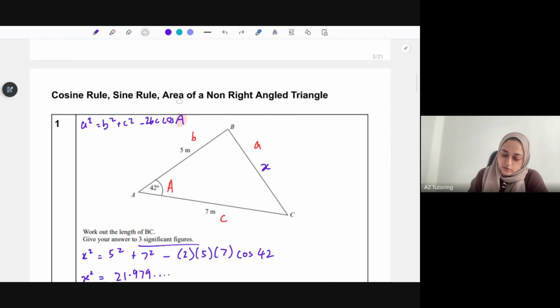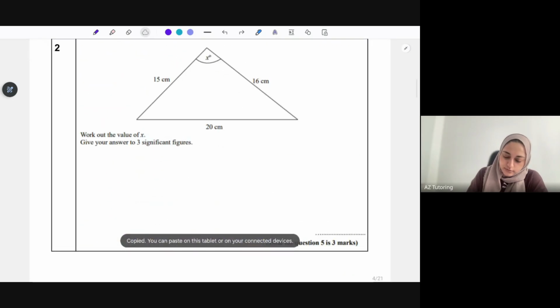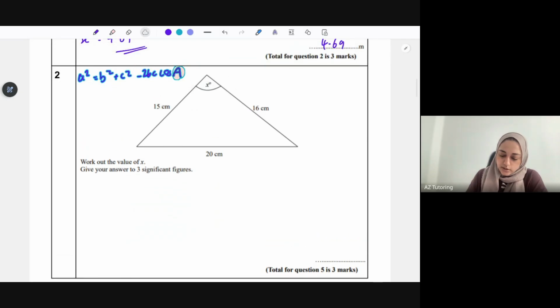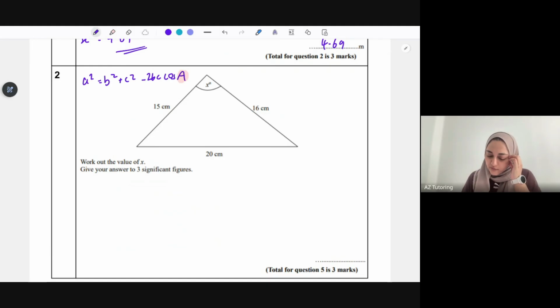Let me just copy this down. Okay, so we're using the cosine rule again. Now, some people use a rearranged version of this equation, like it'll have cos A first, but you can just still use this version. It'll still work as well. Work out the value of x.